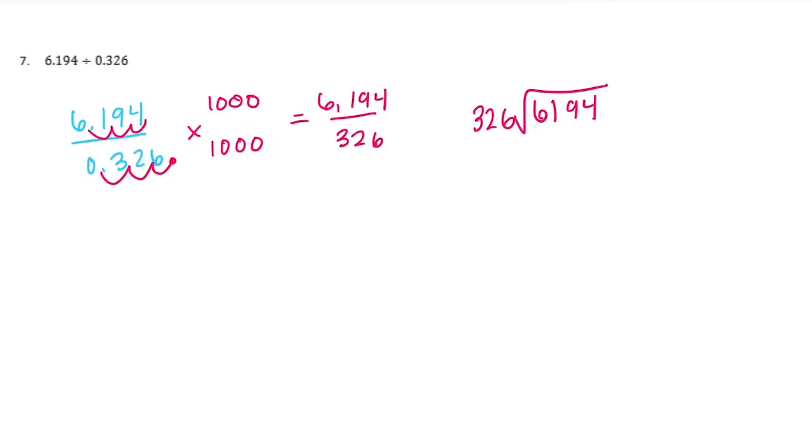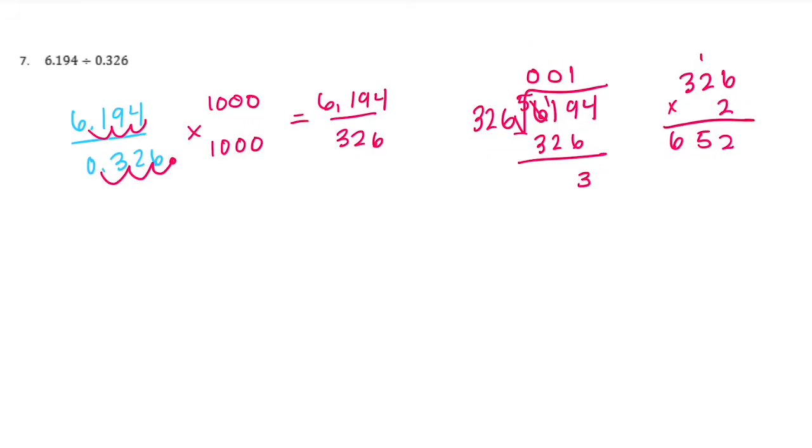So 326 can't go into 6 or 61. Could go into 619, maybe twice. Let's try 2. I think it's going to be too big. Yeah, 652. So it can only go in 1 time. 11 minus 2 is 9. 5 minus 3 is 2. Bring down the 4. So how many times could 326 go into 2,934?